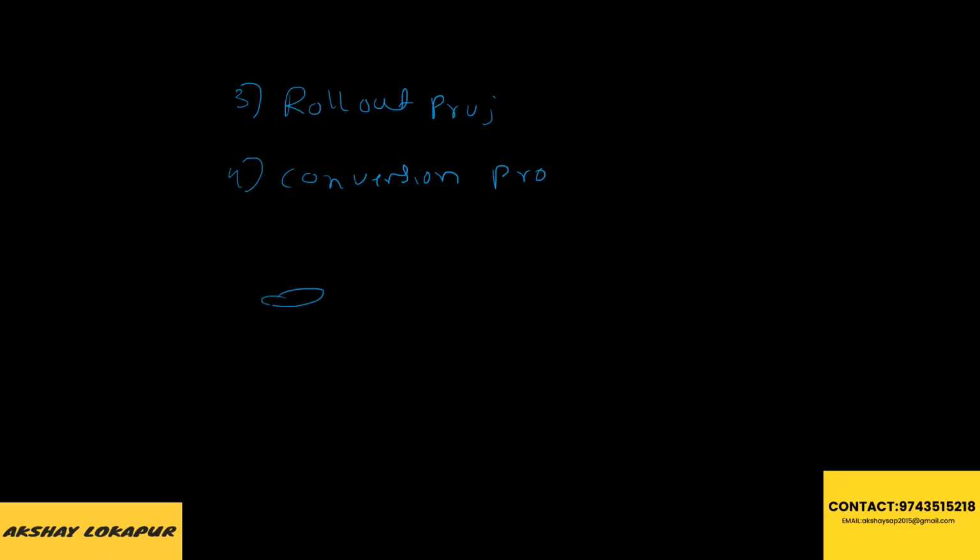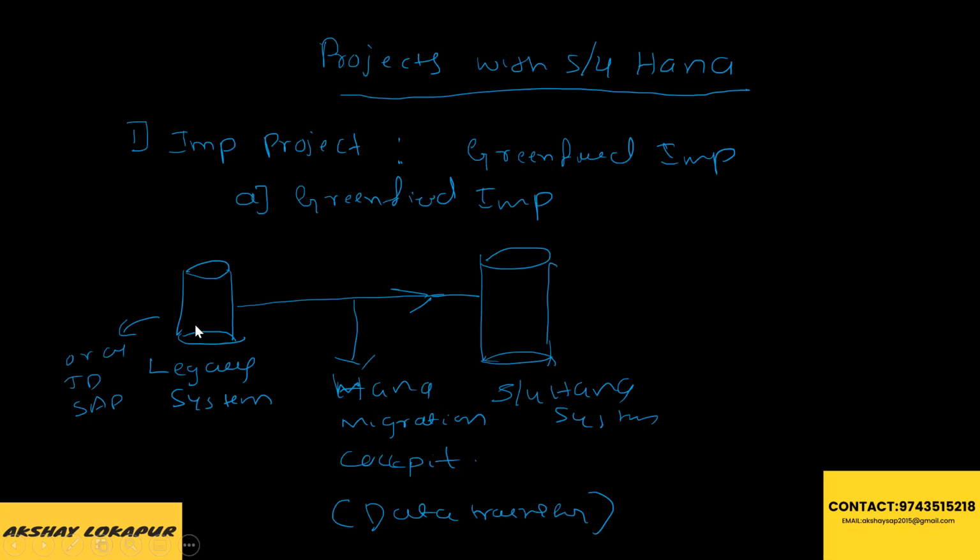Next is your conversion project. Here we are already using SAP ECC, and you want to change it to S4 HANA. This system itself will be changed to S4 HANA. Here, all data from SAP ECC will be moved to S4 HANA. In the earlier case I explained, we were not moving any historical data; we freshly implement SAP directly. That is a greenfield.